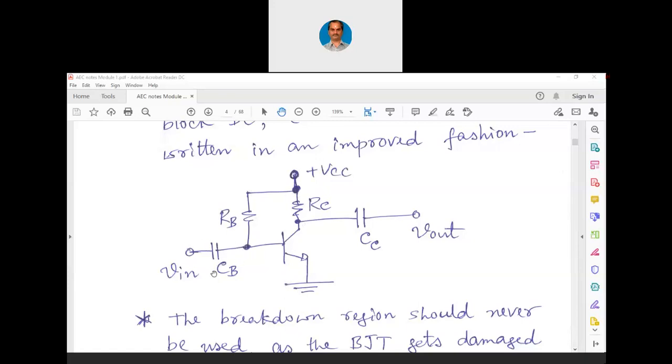At the input we will have a capacitor, and at the output also we will have a capacitor. Why? The DC power supply should not go to the output. Output required is AC only, and input required is AC only. For example, I am speaking to the microphone now. My voice gets converted into an electrical signal, that is an AC signal, because my vocal cord is moving up and down. When my vocal cord is moving up and down, naturally in the microphone the diaphragm will be moving to and fro, and it is going to produce an AC signal.